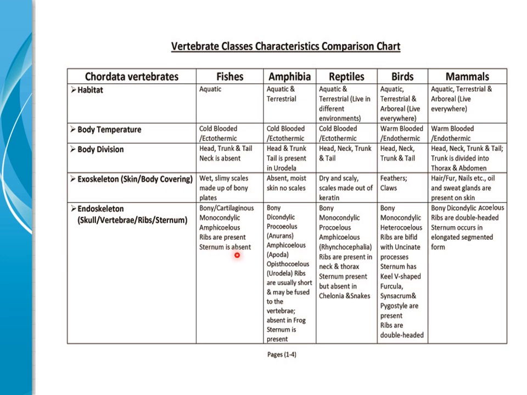Coming to ribs. Ribs are present in fishes. Ribs are usually short and are fused with vertebrae in amphibians. In frog, they are absent. Ribs are present in the neck and thorax region of reptiles. Ribs are bifid with uncinate processes and double-headed in birds, and the ribs are double-headed in mammals.